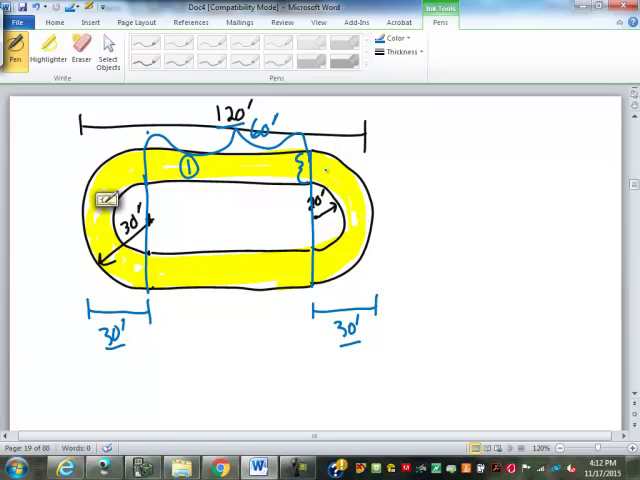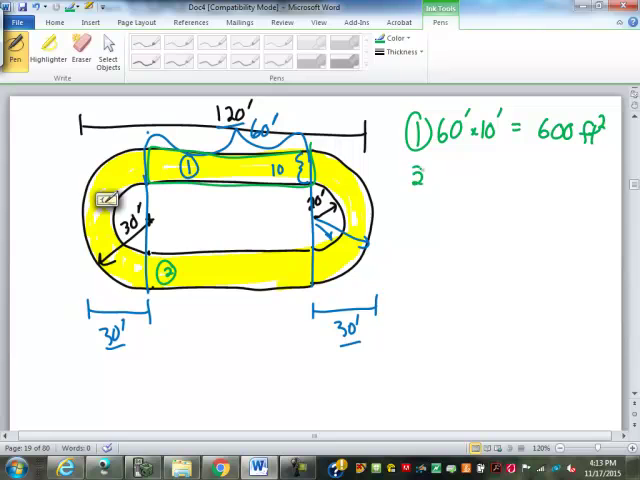How wide is this? 10 feet. Again, if it's 30 all the way out and 20 to here, the difference is 10. So this rectangle up here that I labeled rectangle number 1 is 60 feet by 10 feet, or 600 feet squared. Guess what? Rectangle number 2 down here is the same. So all we have left are these curves, the turns.